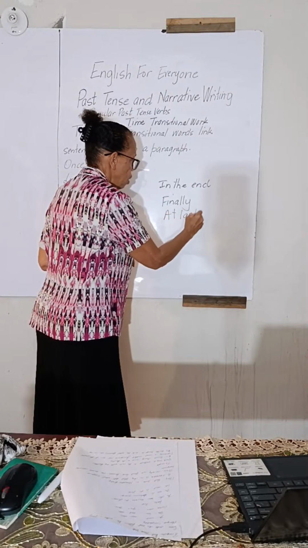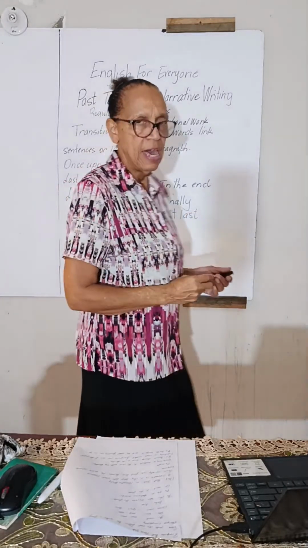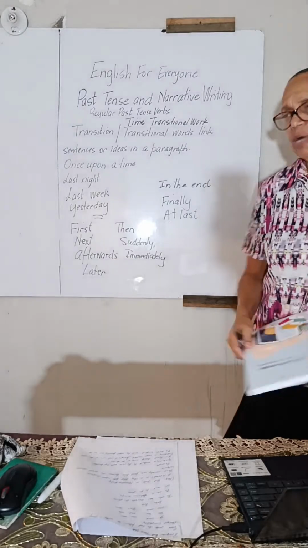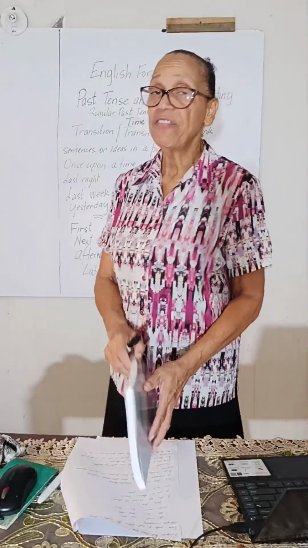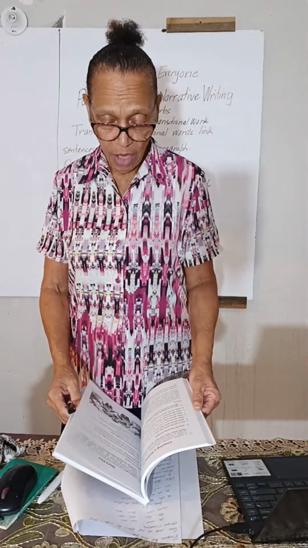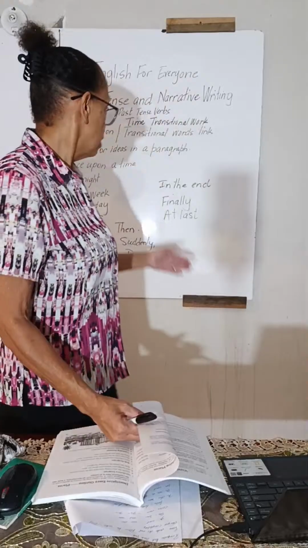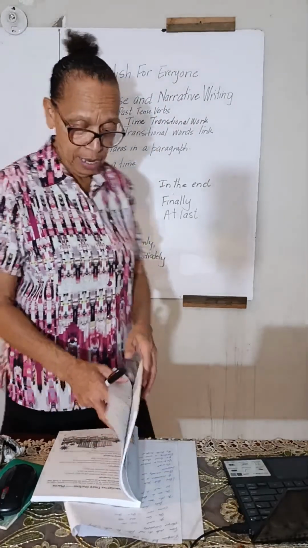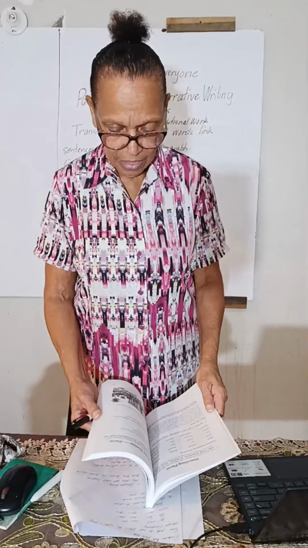So these are called transitional words, and we can use them in our paragraph to make it come alive, to make the flow of the sentences better, so others can read it. Right? So we can use them in the beginning, in the middle, and at the end.